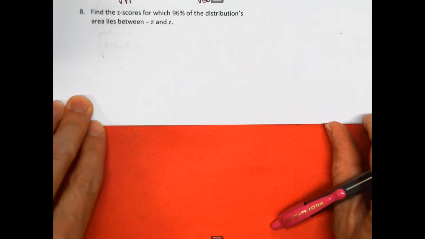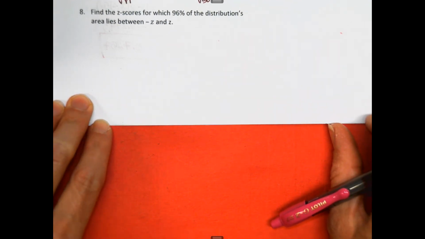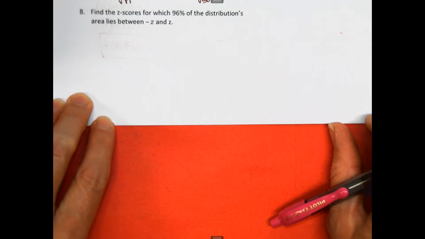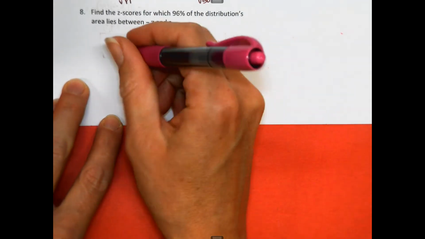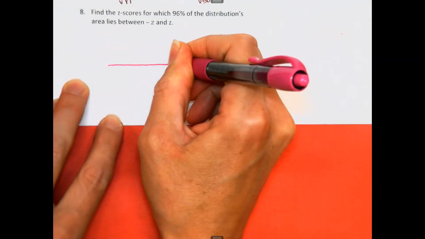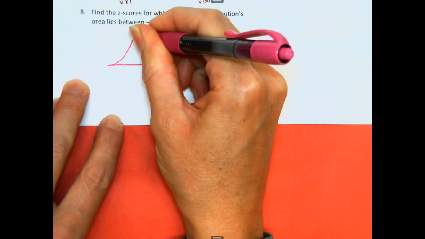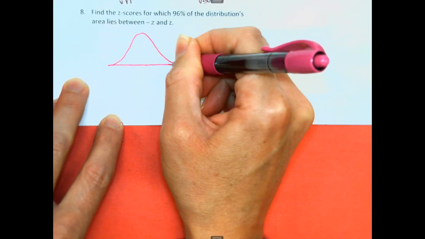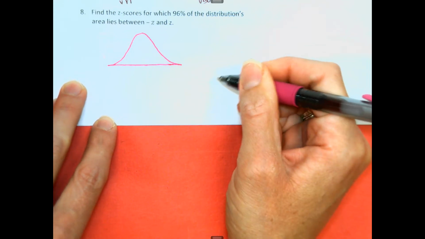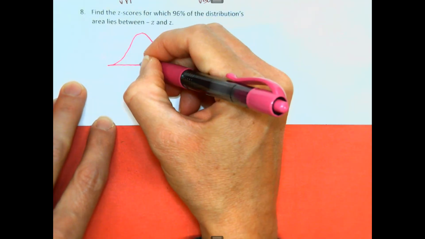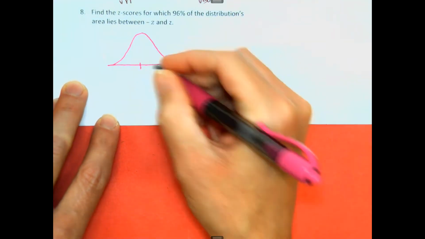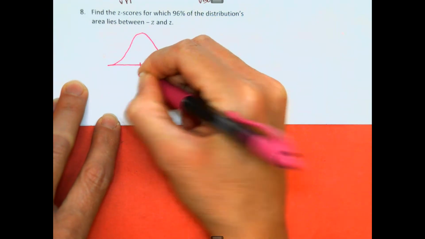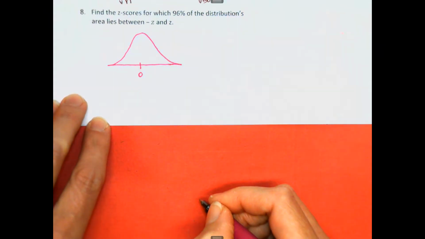Problem number 8 says to find the z-scores for which 96% of the distribution's area lies between negative z and z. We know the area or the probability, and we are essentially working backwards. We're in a standard normal probability distribution. Therefore, our mean is going to be 0.